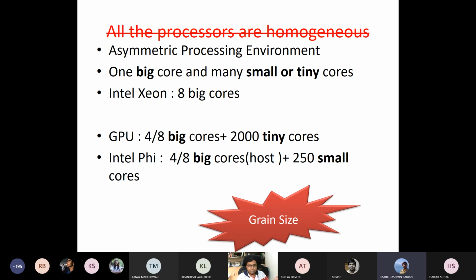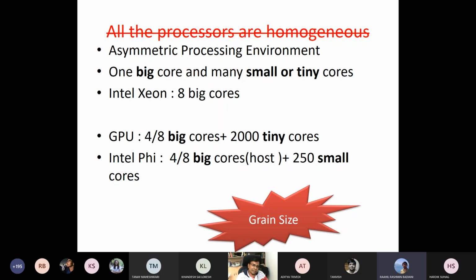So what you can say, 10,000 ants versus one big ox or elephant. Suppose one elephant and 10,000 ants kind of thing. So for this kind of environment, it is not applicable, and theoretically you cannot use this formula.